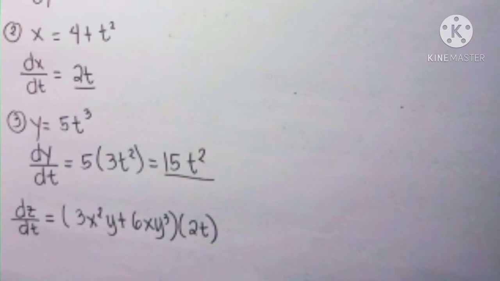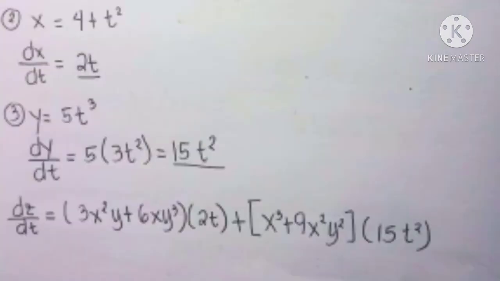So for dz over dx, we have 3x squared y plus 6x y cubed, times the value of dx over dt, which is 2t, plus dz over dy, which is x cubed plus 9x squared y squared, times 15t squared. So we have to use the distribution property.